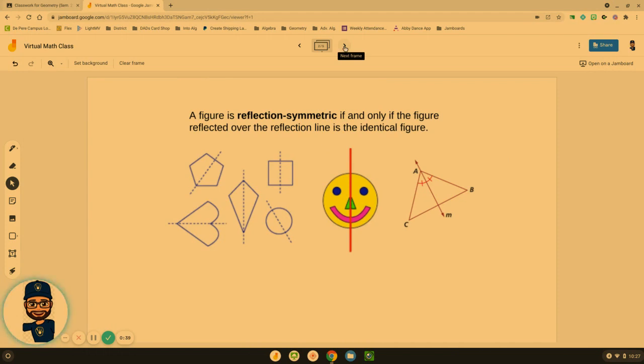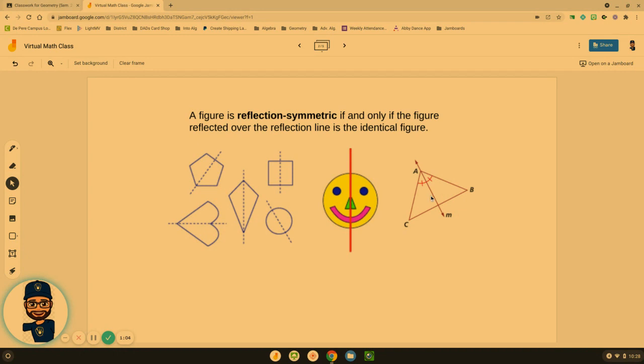A figure is called reflection symmetric if and only if the figure reflected over the reflection line is the exact same identical figure. Right? So if I reflect this smiley face over the line, all of these points on the right side end up over here on the left. All the left side ones end up over on the right. We end up with the exact same figure, the smiley face.